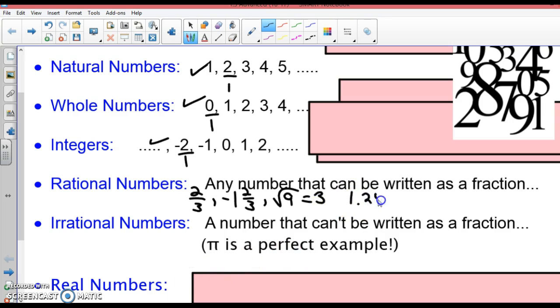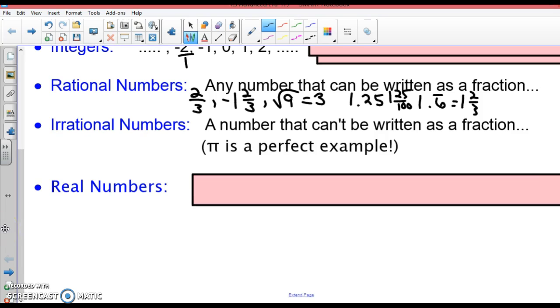Any terminating or repeating decimal can all be written as fractions. So they're all rational because this is 1 and 25 hundredths, or 1 and 1/4. This is 1 and 2 thirds. So all of those numbers can be written as fractions, so they are all rational.